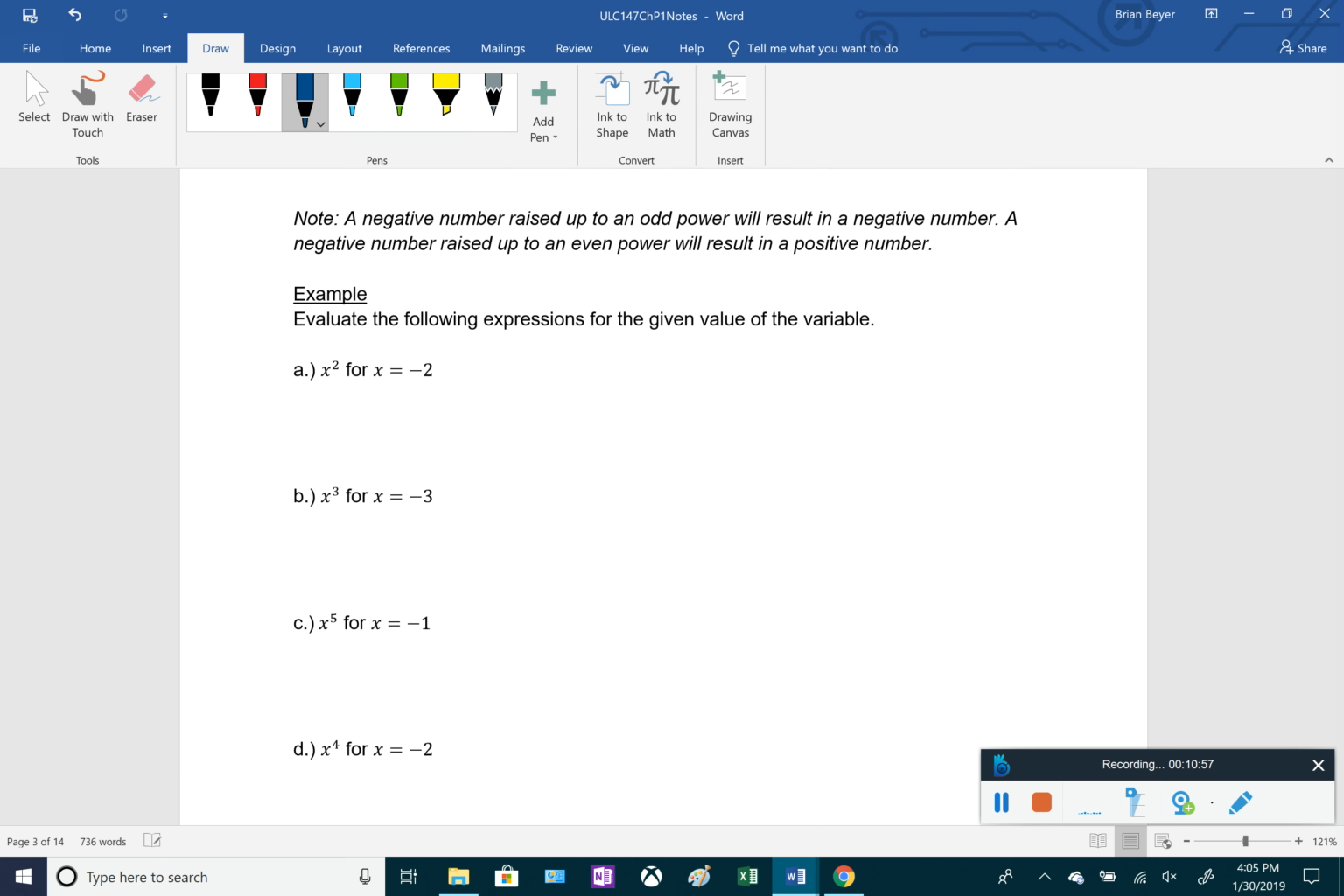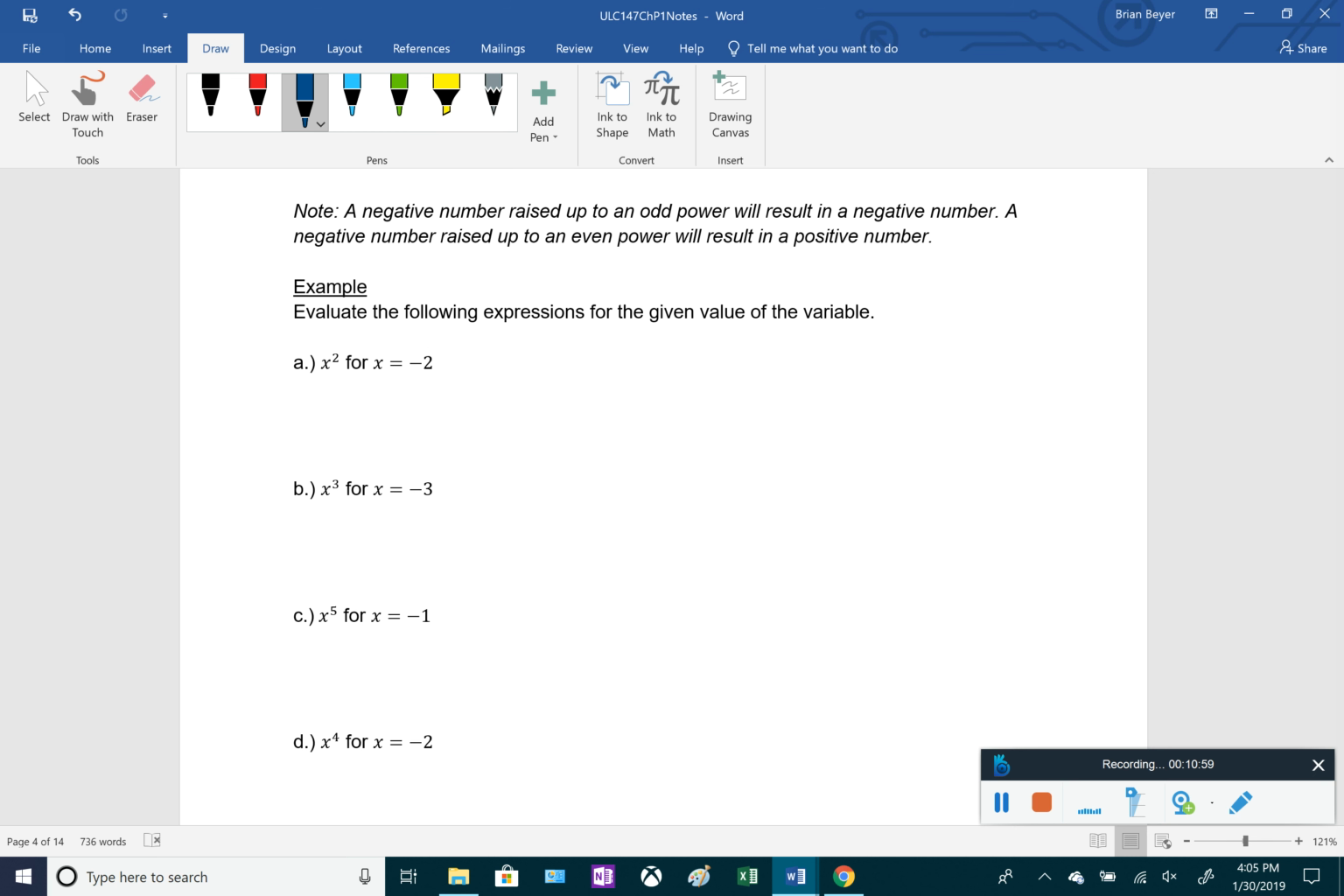All right, making these even a little bit more challenging, there's something that we do have to watch out for. When we have a negative number, if it's raised to an odd power, you're going to get a negative number as the result. If the negative is raised to an even power, you're going to get a positive number. So let's see what I mean by that. So let's evaluate x squared for x equals negative 2. So when we're plugging this in, we need parentheses around it. Negative 2 squared.